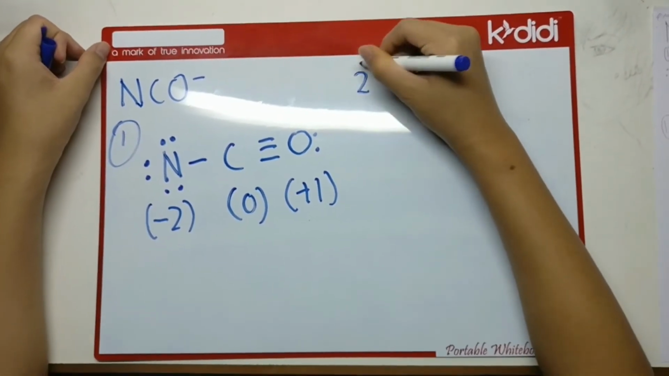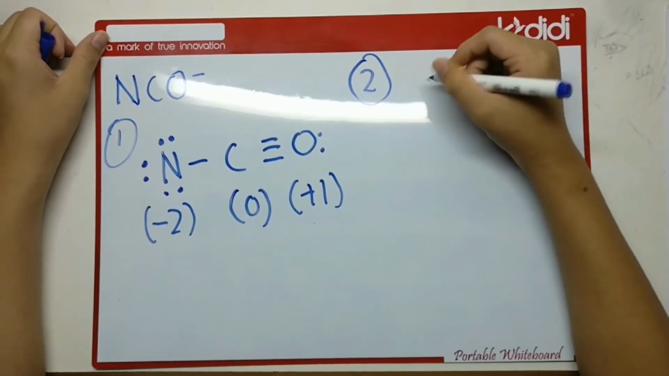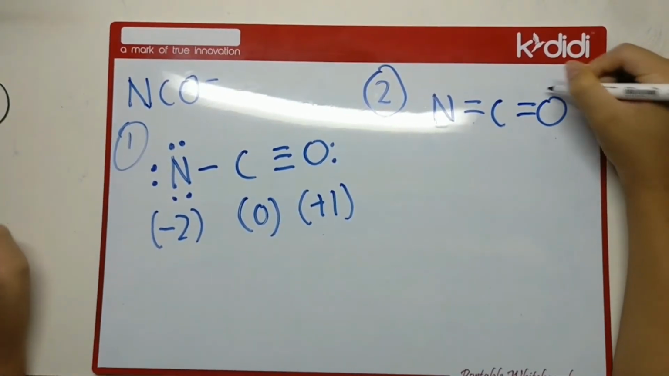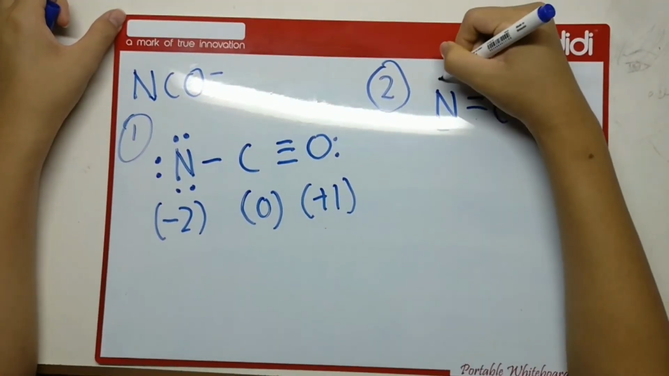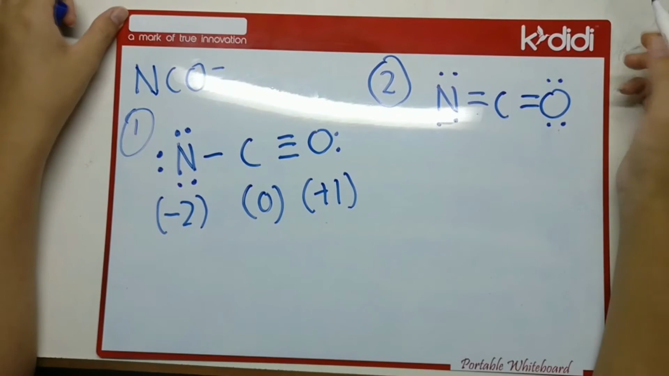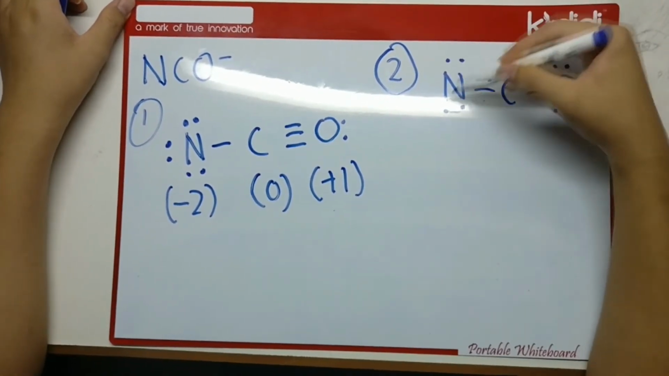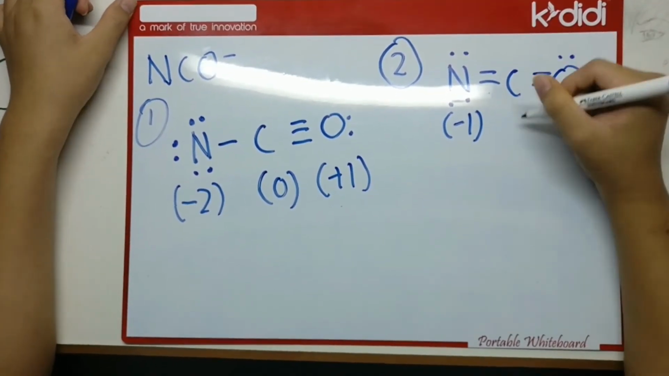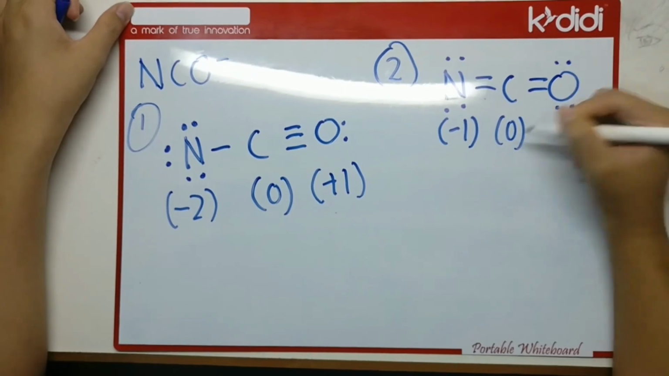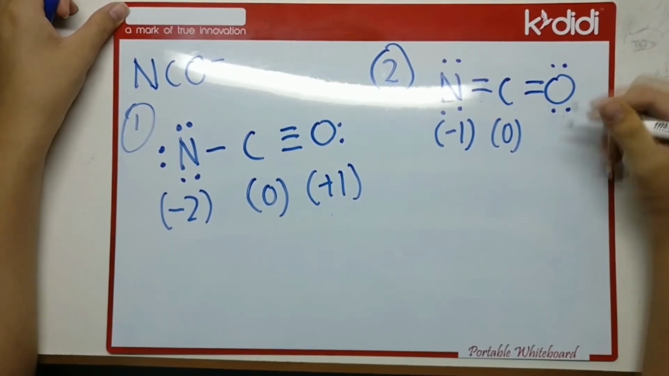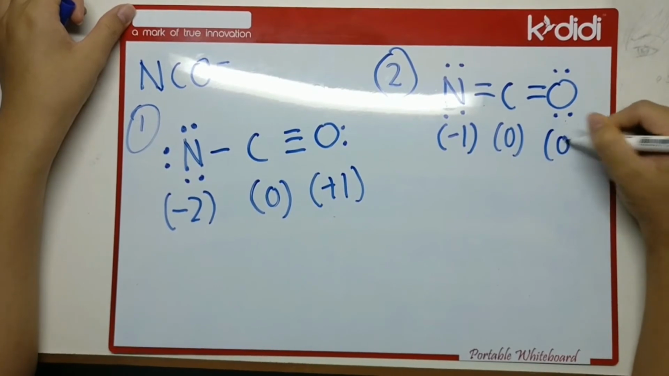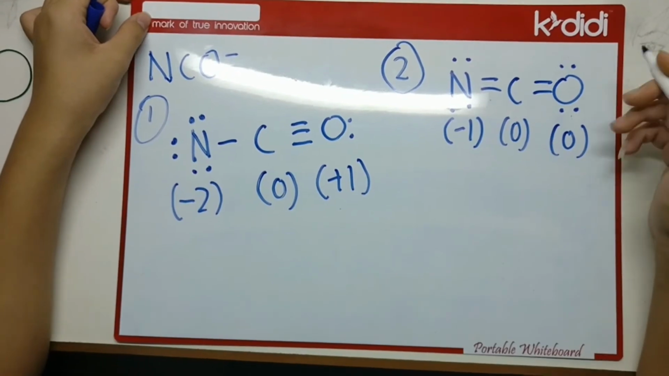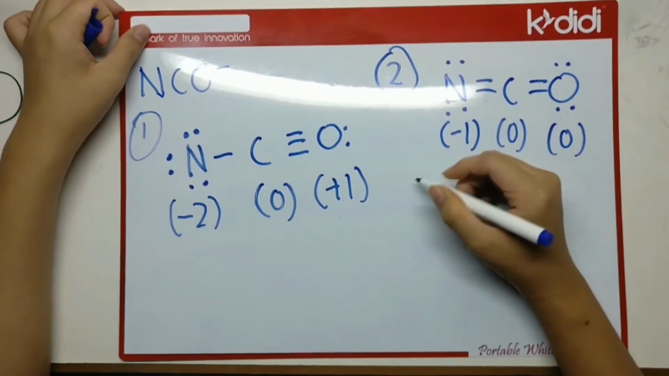Here's the second resonance structure, and you get it. 1, 2, 3, 4, 5, 6. It will be -1 then. As usual, carbon has 0. 1, 2, 3, 4, 5, 6. This one will be 0 as well, as that's the actual number of valence electrons you can find on a normal oxygen atom.